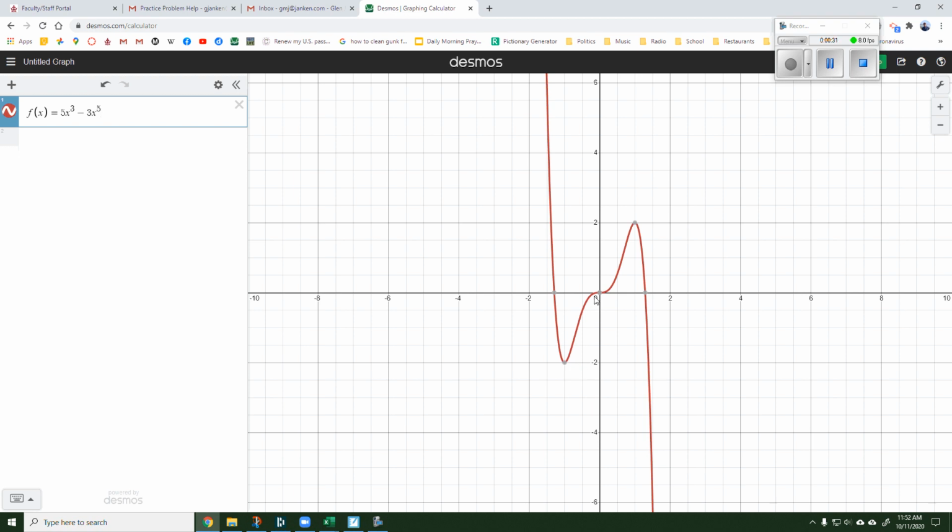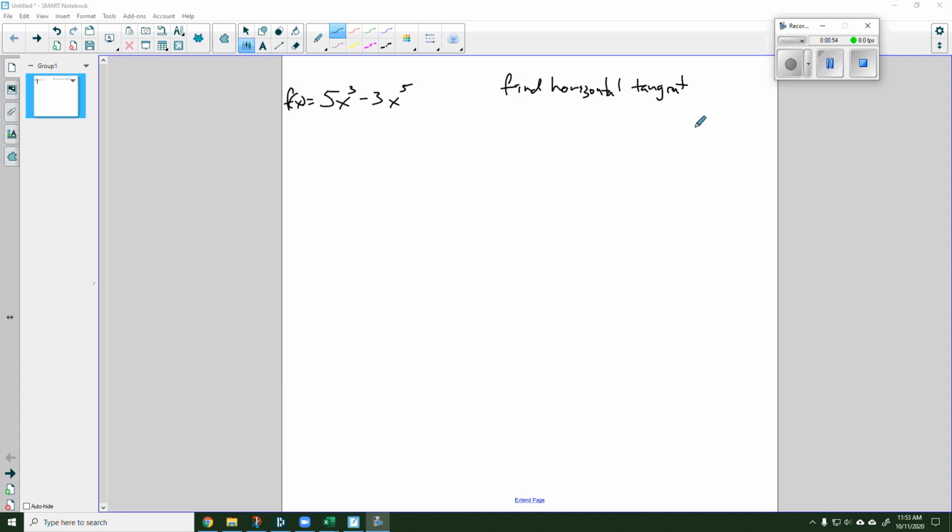And I have another horizontal tangent. Looks like I have a horizontal tangent at the origin. And it looks like I have a horizontal tangent right up here at the point (1, 2). And so this is kind of a symmetric function. So I'm just trying to get an idea of how many horizontal tangents I'm going to have and where they might be. But we know we have to do this with algebra.